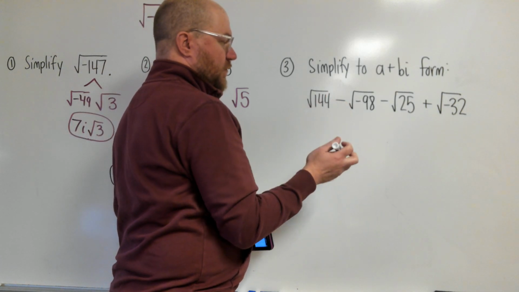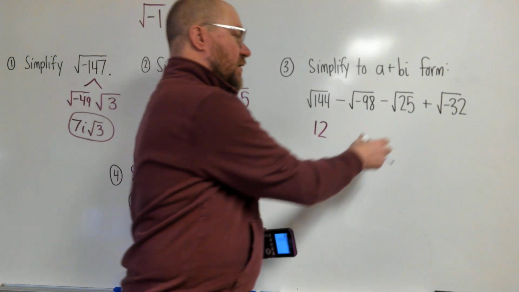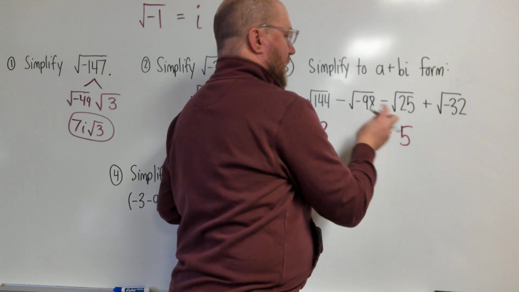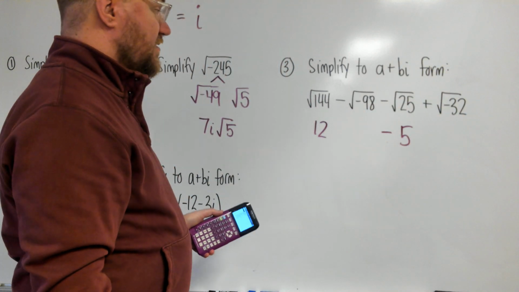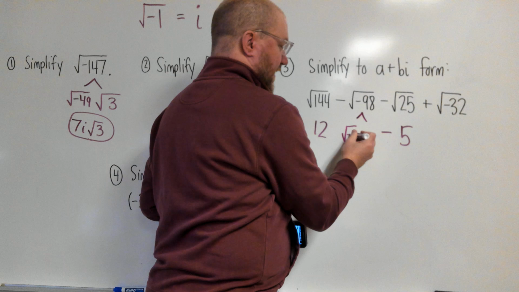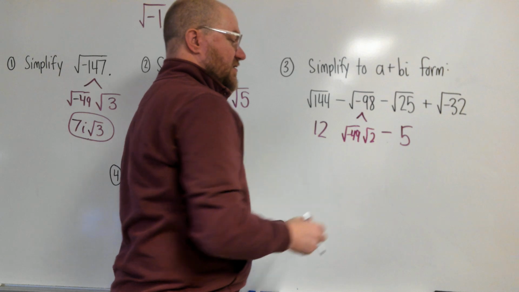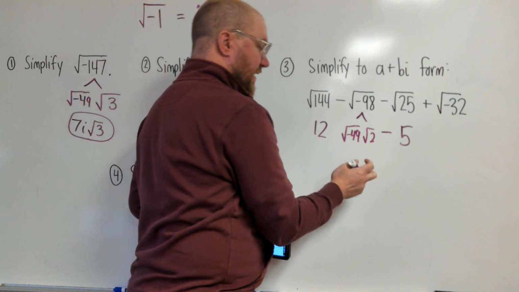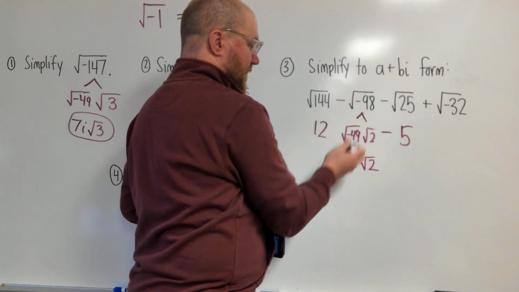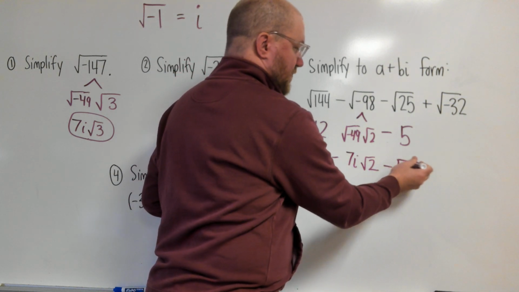The square root of 144, that's positive. We can just answer that. That's 12. The square root of 25 is just 5. And I'm going to bring down that minus there. Now these two need to be simplified using that last process here. Again, we have a question where it's negative 49 and a radical 2. 49 times 2 is 98. And we're going to make that one negative, so we can answer it to be 7I radical 2. And that minus is just going to get brought down here. That minus 5 is going to be brought down here.